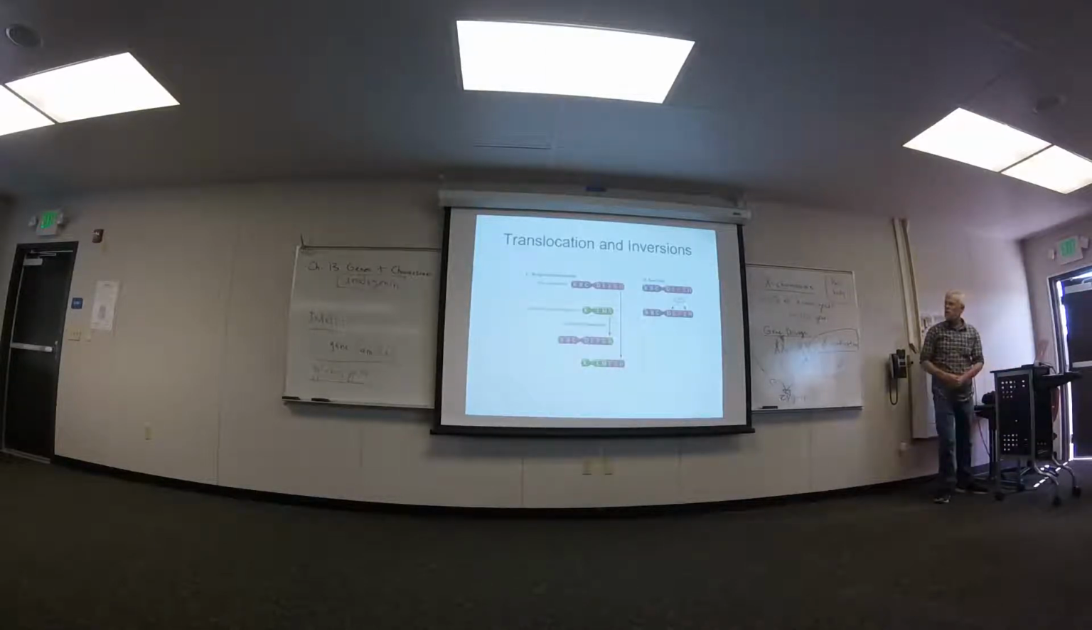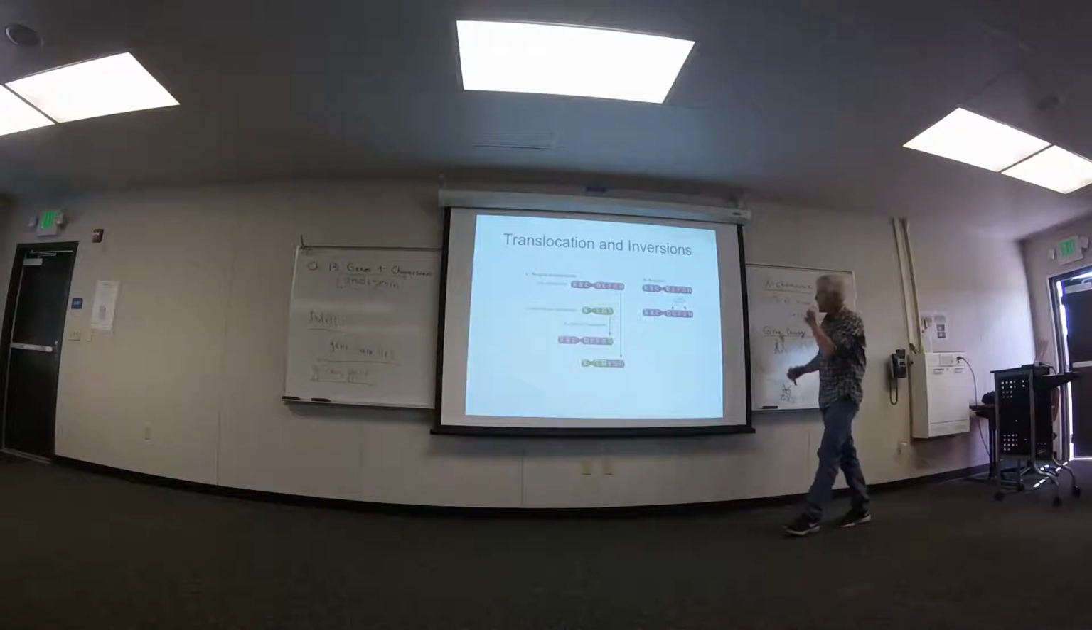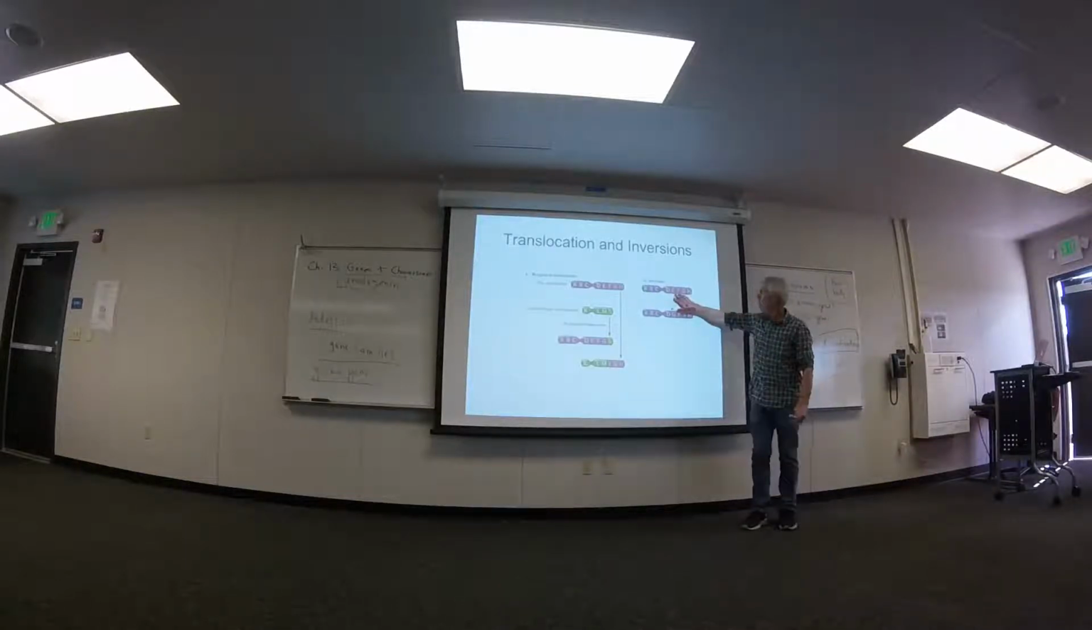Go back to inversions. Sometimes a chromosome, part of a segment, is inverted. So here we have EFG, here we have GFE. Okay? Again, all the genes are there.